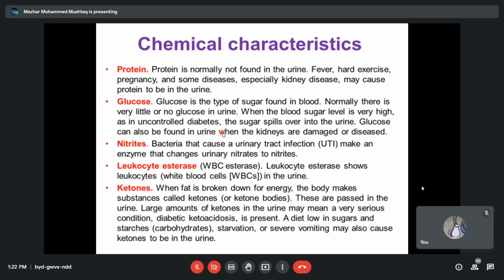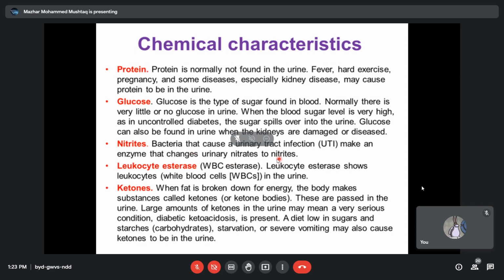Nitrates are usually seen when there is a bacteria that causes a UTI. Urinary tract infection is often abbreviated as UTI. It makes an enzyme that changes the urinary nitrate to nitrite. So these are converted, and then these nitrites can be detected. This will happen if there is a bacteria present, and that means there is an infection.